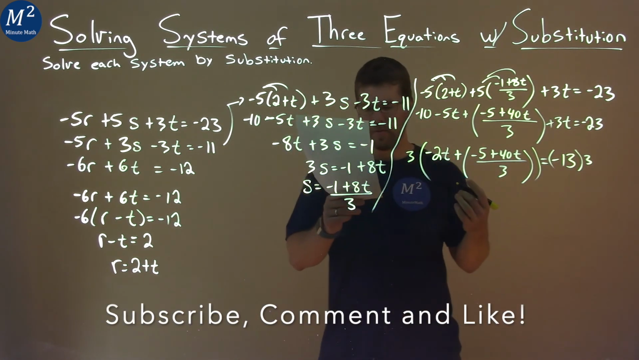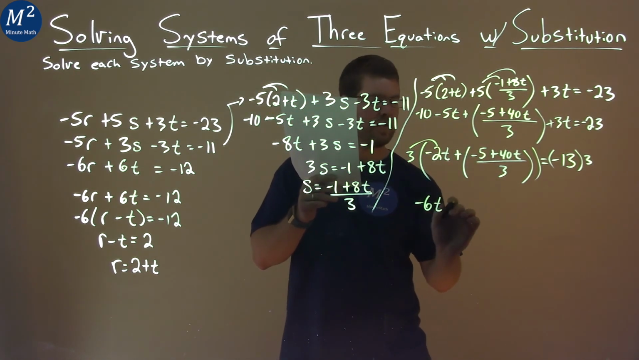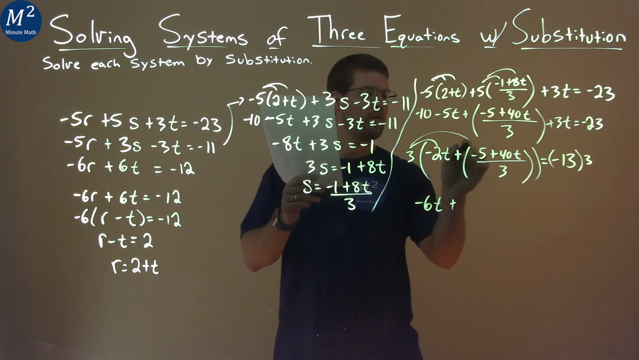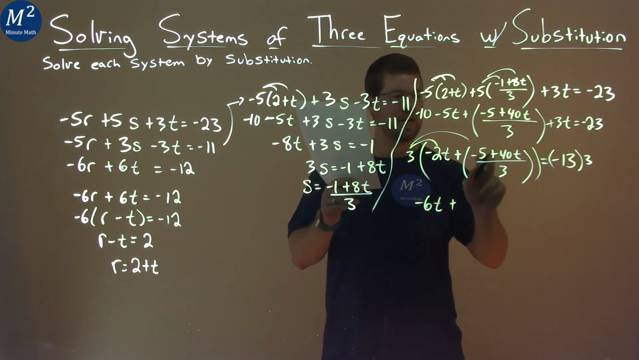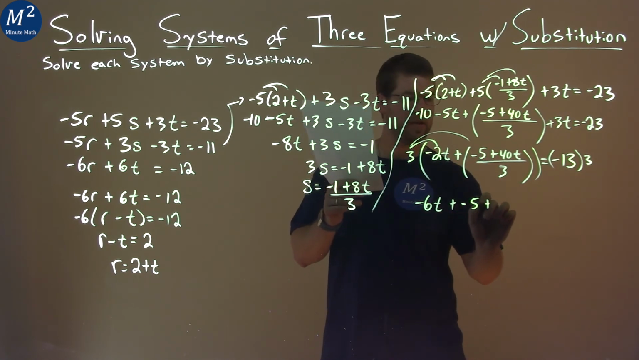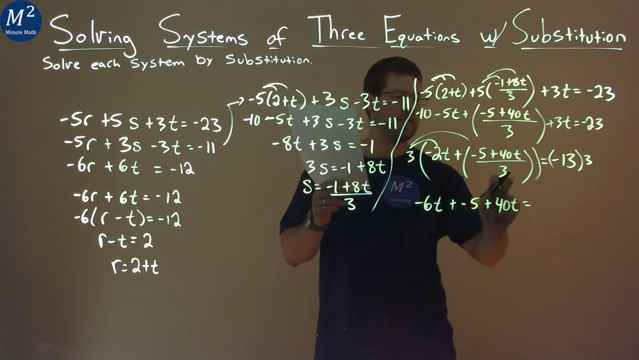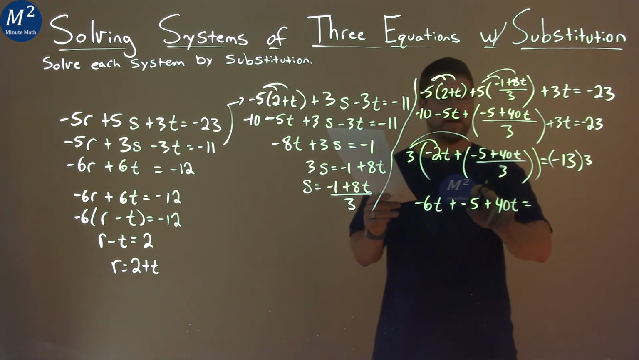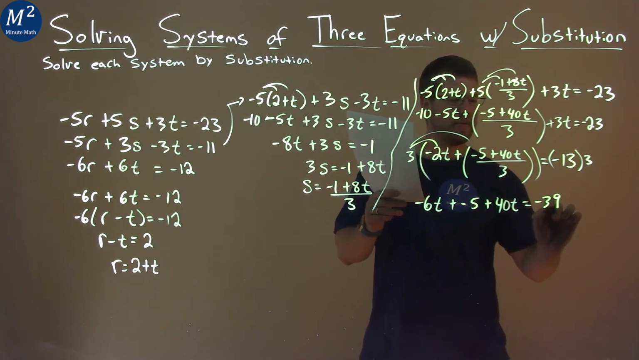In doing so, this is what happens. 3 times negative 2t is negative 6t. Plus 3 multiplied by this fraction cancels out the 3 in the denominator. So we're left with just the numerator of negative 5 plus 40t. Be careful with that step right there. That 3 will cancel out with this 3 down here. So we just bring down the numerator. And then negative 13 times 3 is negative 39.